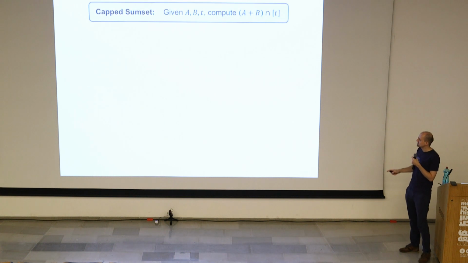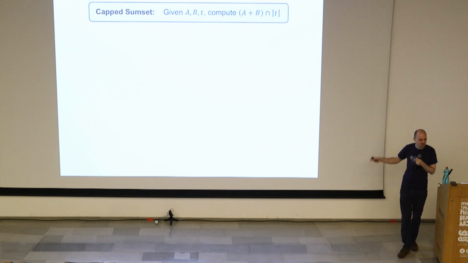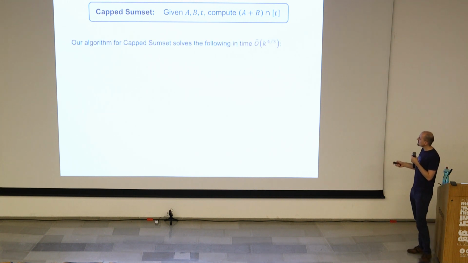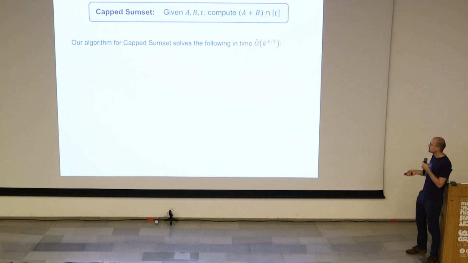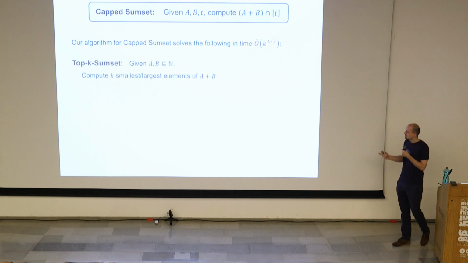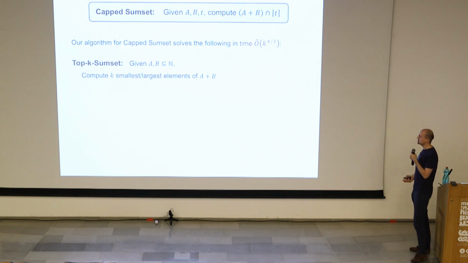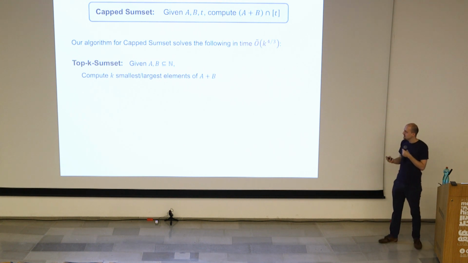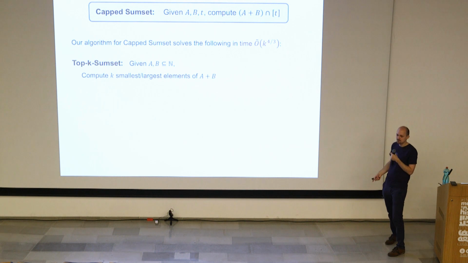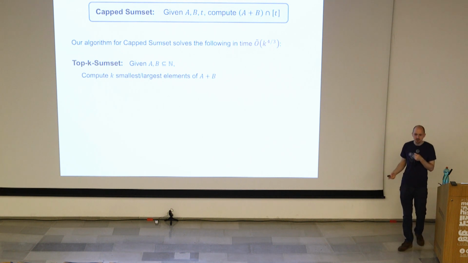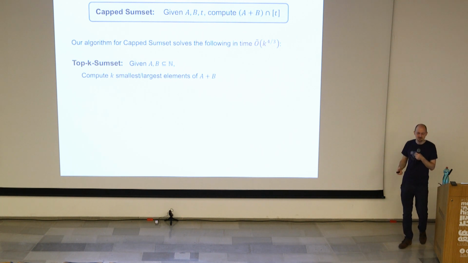And some additive combinatorics comes into play. Let me give you some additional motivation for this problem, because why would you want to study this? The algorithm that we get for this problem also solves the following problems in time k to the 4/3. The first is still very similar: the top k sumset. You're given two sets of numbers, and you want to compute the k smallest elements of the sumset, or alternatively the k largest elements of the sumset. This you can do in k to the 4/3, and it's basically the same problem. There's a binary search between the two.